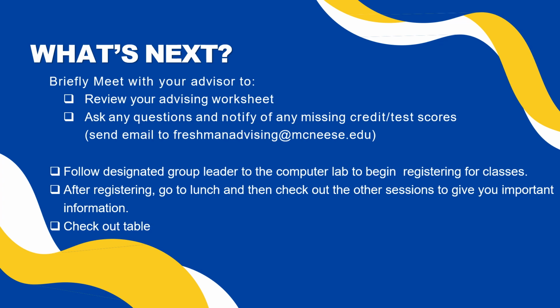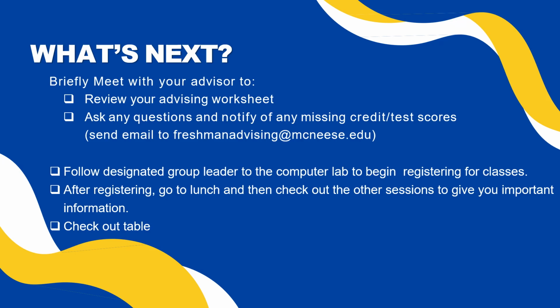After meeting with your advisor, you will follow the designated group leader to the computer lab to begin registering for classes. And after registering, you will go to lunch and then check out the other sessions that will give you important information about your time here on campus. There are different sessions on housing, financial aid, scholarships, all of these different important areas that will help you be a successful student. And then lastly, there's a checkout table that will require you to have your exit ticket. And in your packets or your folders, you will find the exit ticket information, and we'll go over that next.